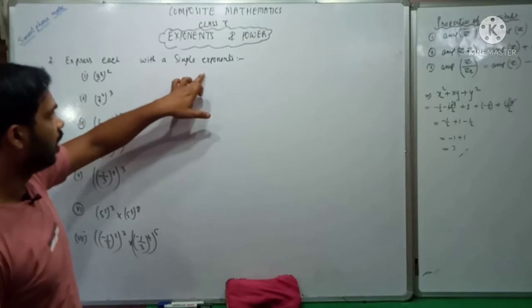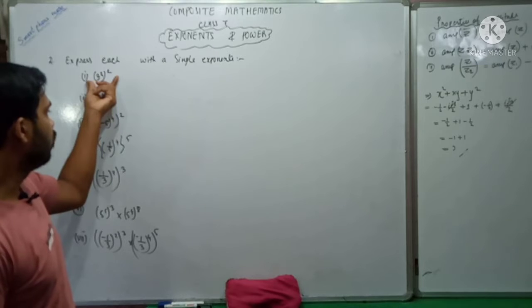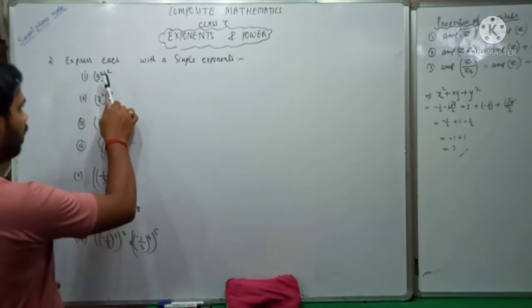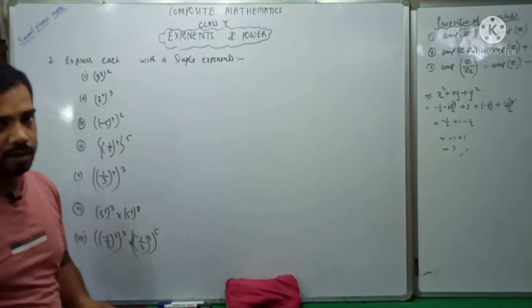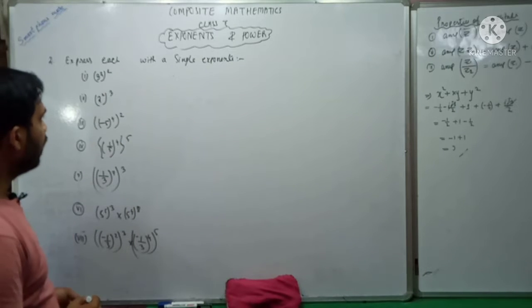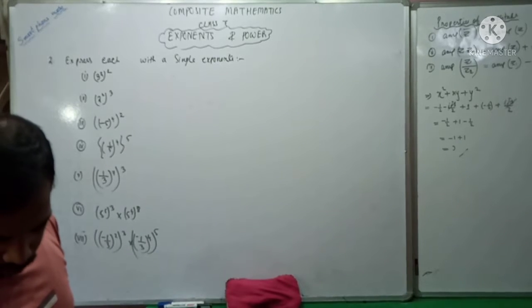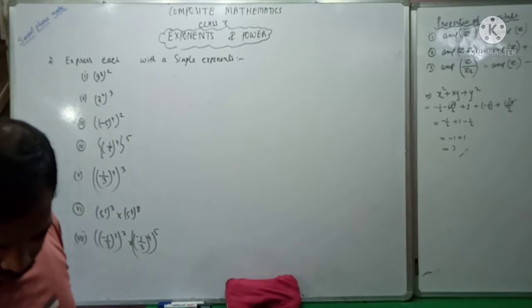Express each with a single exponent. This means we have to express this in a single exponent. Why a single exponent? Because here two exponents are given and we have to express this in a single exponent. Okay. So before expressing, you should know all the laws that will be used to express this in a single exponent.